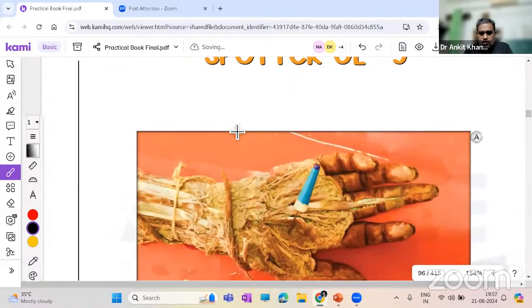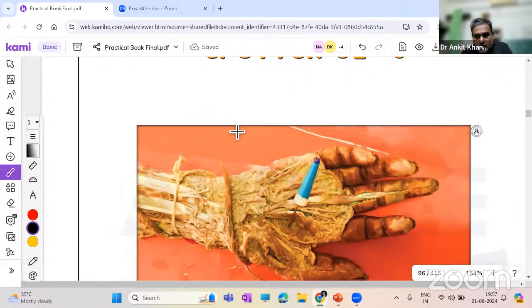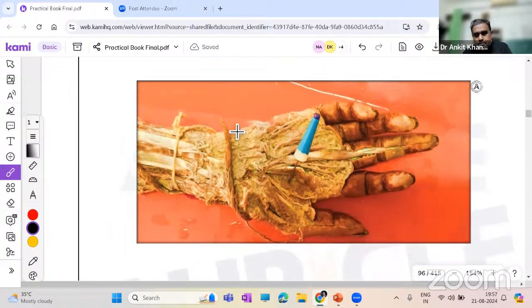Okay, one more spotter. Now which muscle is this? You're looking at a palmar aspect. This is not a lumbrical because it is a deeper muscle in the palmar aspect, and this muscle is probably going towards the thumb aspect. You can see the muscles over here are being retracted. Yes or no? They are removed, and then this is the muscle that has been asked.